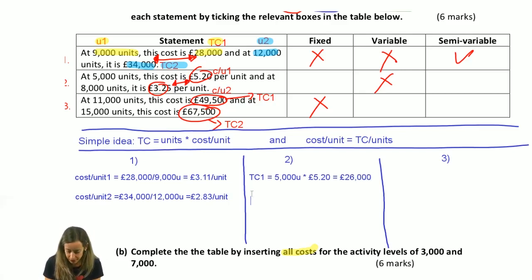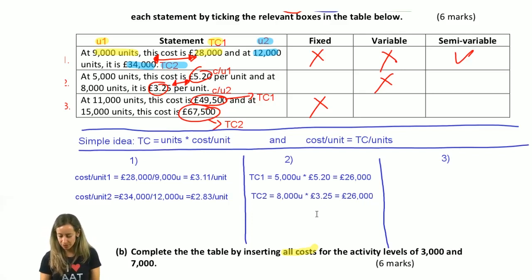Okay, that's fantastic. Now, how about total cost 2, using the information given? Same approach, number of units multiplied by the cost per unit, but now we've got 8,000 units. We have to multiply them by the cost per unit, which is 3.25. What did you guys get here? Well, it's 26,000 again. So we've just seen that the total cost in this cost type is the same at different levels of activity, which means this is a fixed cost.